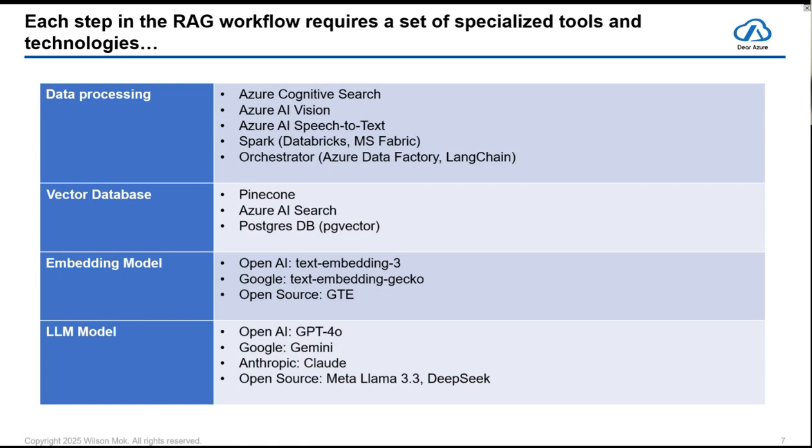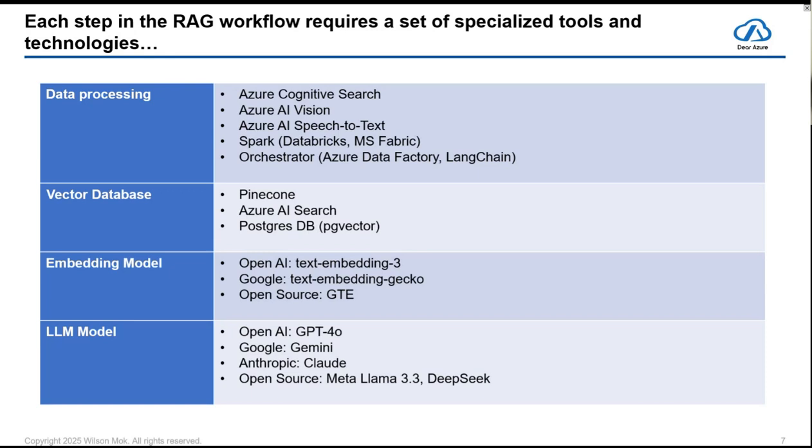So for OpenAI, we talked about using the text embedding 3. For Google, there's the embedding Gecko, and then for open source, which is the one that we will look into a little more today, with Databricks is the GTE, the General Text Embedding Model. For LLM, I'm sure everyone's familiar with GPT-4o. We have Gemini for Google, Cloud for Anthropic, and on the open source side, we have Llama 3.3 as well as DeepSeek. I'm sure that has been making a lot of splash on the news around that.